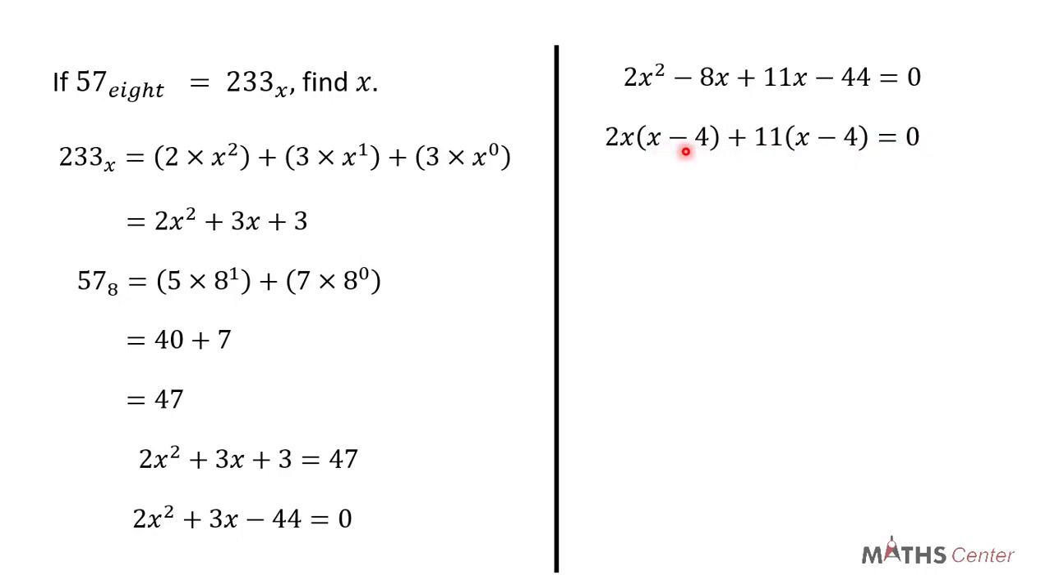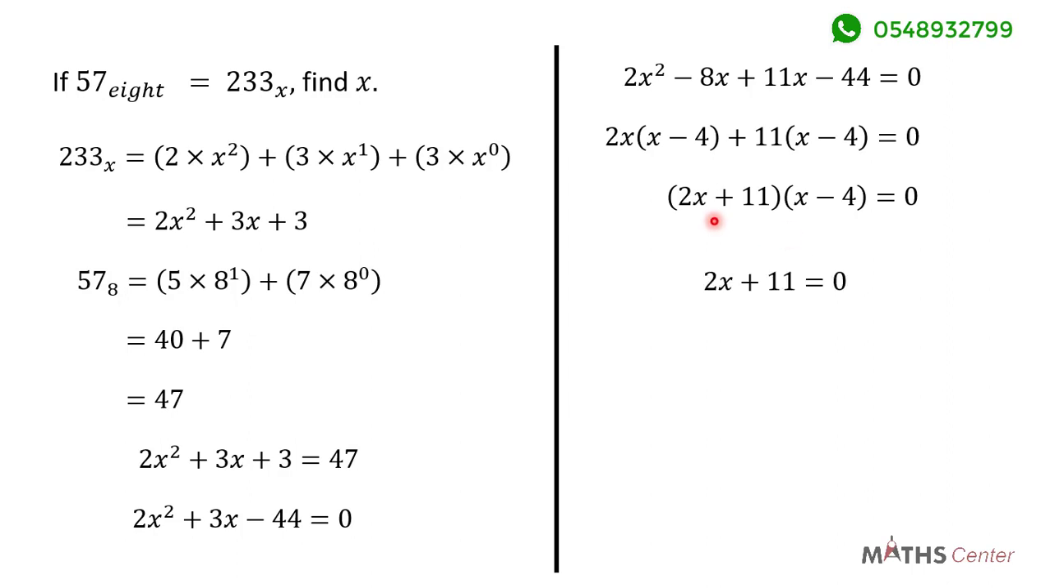We have x minus 4 here. So we will put one of them into a bracket, and then we will put 2x plus 11 into another bracket. So 2x plus 11 in one bracket times x minus 4, and this is equal to 0. Both of them are equal to 0, so it means that either the first one is 0 or the second one is 0, or both of them are 0. So to find x, we will equate the content of the first bracket to 0, and then after that we will equate the content of the second bracket also to 0.